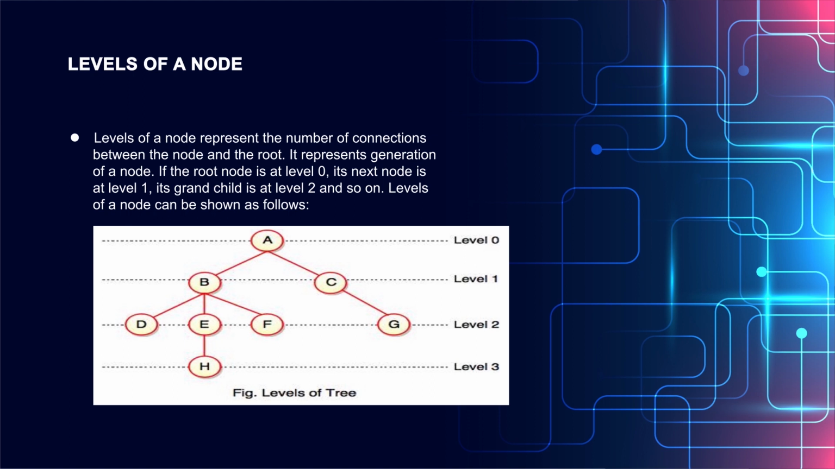Next, E also produces a child H, and H is a successor of E. That is why it holds the position at level 3. So, H is a grandchild of node A. Here in the tree, level 0 has a single item, A, level 1 has two items, B and C, level 2 has four, D, E, F and G, and level 3 has a single item, H. That is called the levels of the tree.